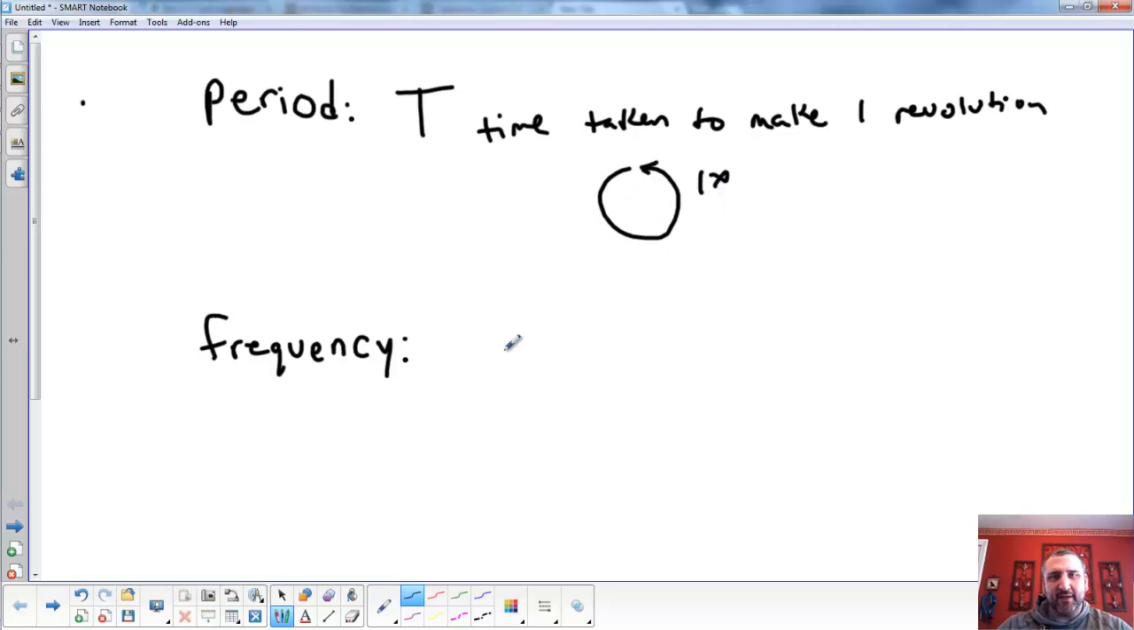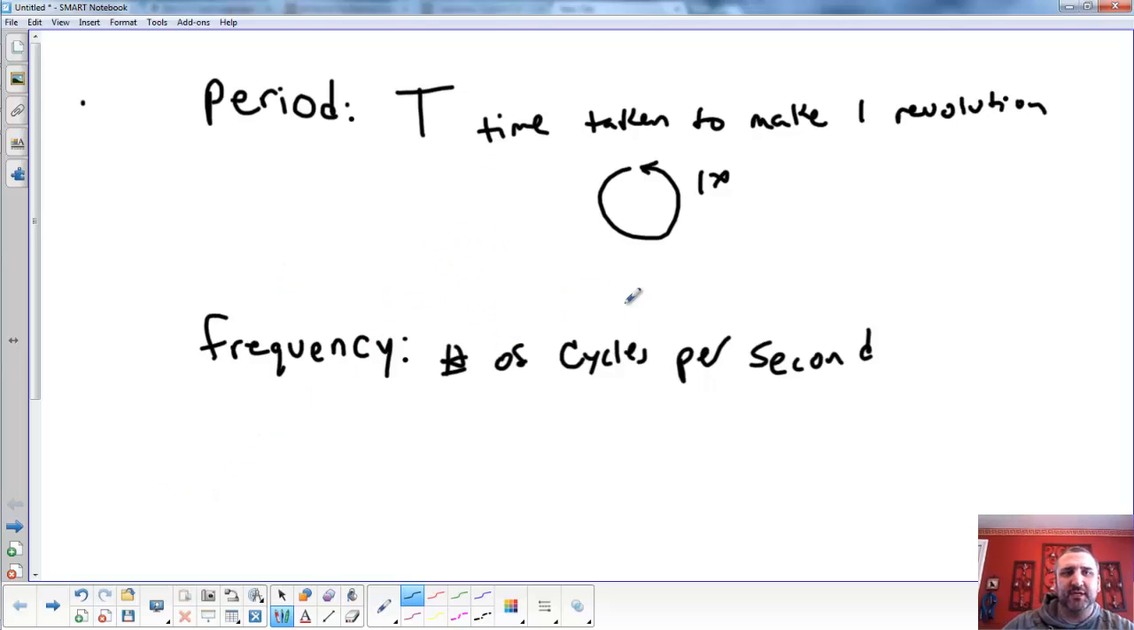Okay? And that's in contrast to the frequency, which is essentially the number of cycles per second, or the number of revolutions per second. We use cycles and revolutions kind of interchangeably when we talk about circular motion. Now these two things are really related to each other. They're actually inverses of each other, and that's why you see in our equations T equals 1 over f, and f equals 1 over T.